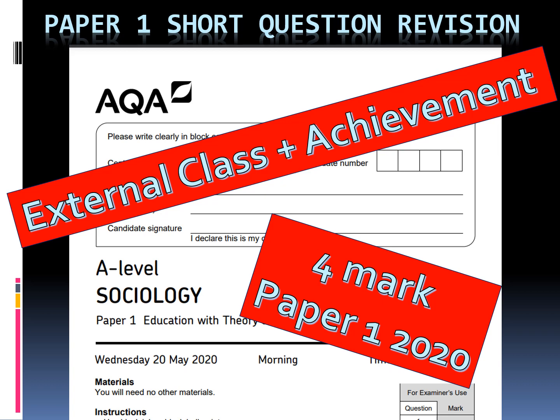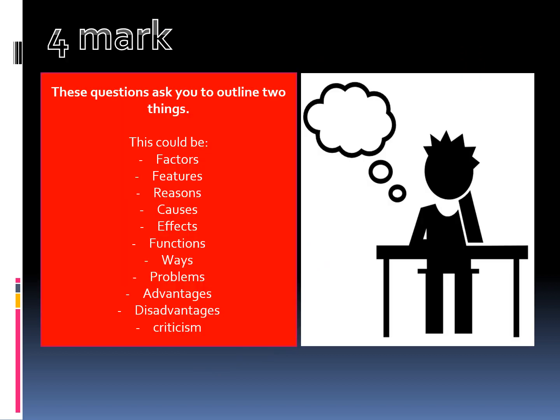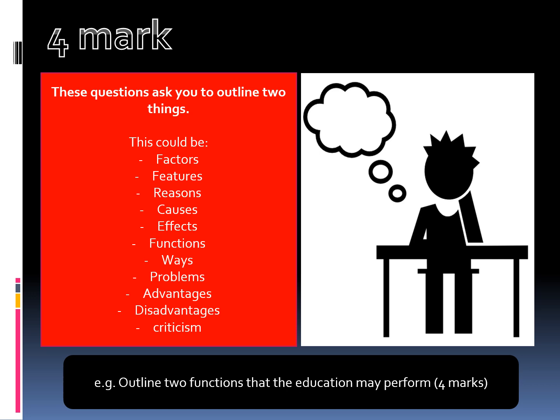It is paper 1. This time it is a 4-marker from 2020 and we're going to look at the short question. We're going to use the mark scheme and the examiner report. So on paper 1, the first question is a 4-mark question. It is an outline question and you see these on paper 3 also, and you answer them in exactly the same way. These questions will ask you to outline 2 things, and these could be factors, reasons, ways, problems, etc. For example, outline 2 functions that the education system may perform.